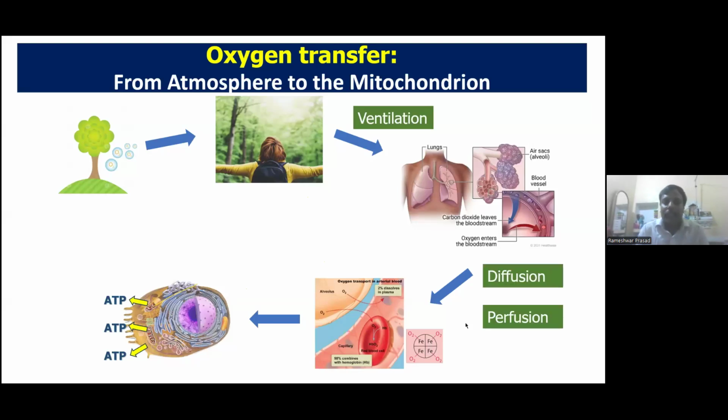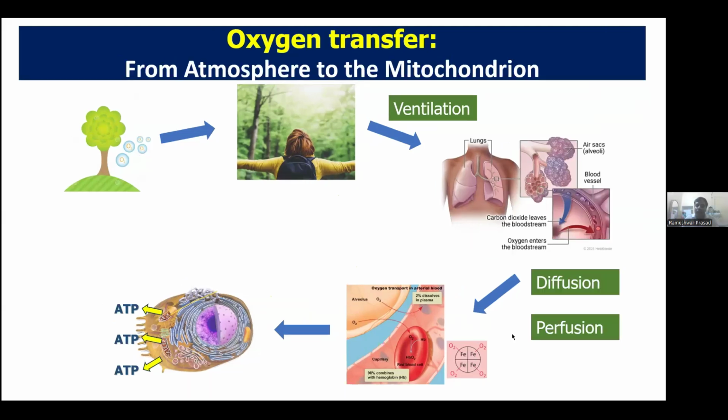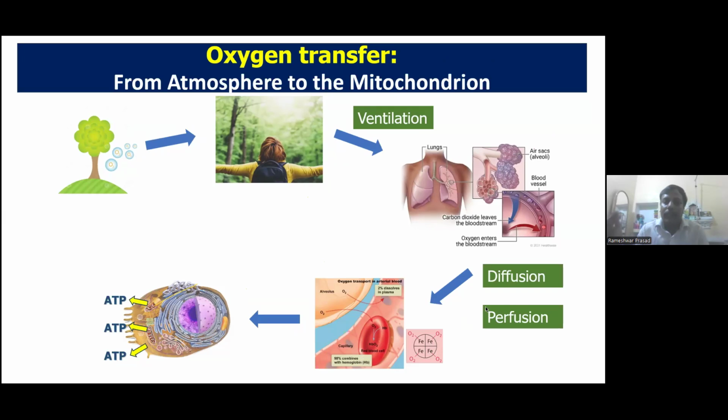Now here three things happen. One is ventilation during inhalation and exhalation. Second is diffusion across multiple membranes at the blood-gas barrier in the alveoli as well as in the tissue. And third thing is perfusion, because alveoli and tissue should be perfused for gas exchange to take place. So three things must happen for the oxygen to transfer from one place to another.